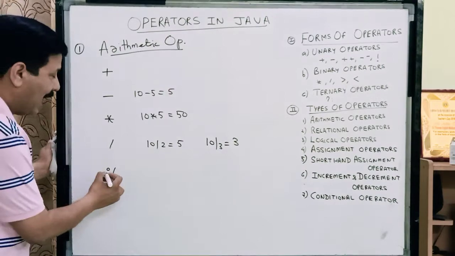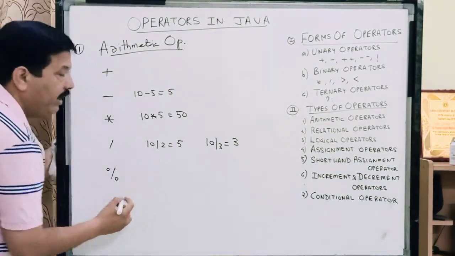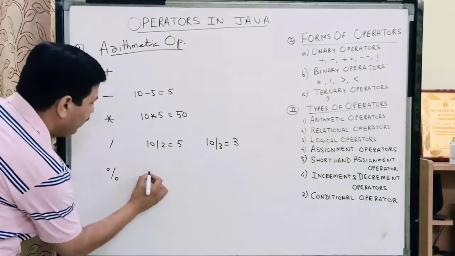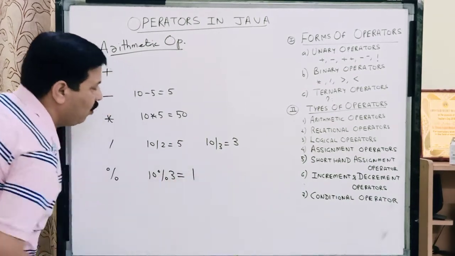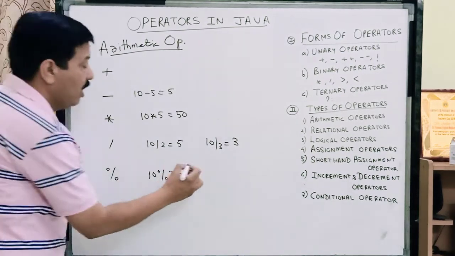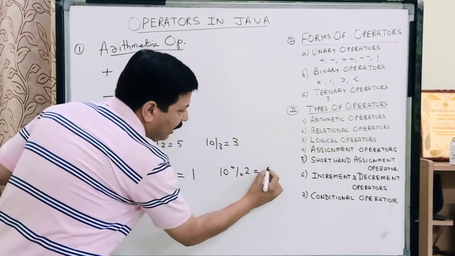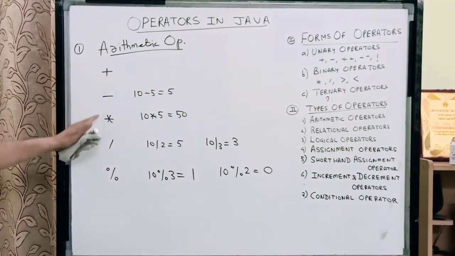And children, this last operator is called the modulus operator, and this modulus operator gives us the remainder of a division. Say for example, if I say 10 modulus 3, the answer will be 1. As when we divide 10 by 3, the quotient is 3 and the remainder is 1. So if I say 10 modulus 2, you don't get any remainder, so the remainder will be 0. So children, these are the operators.